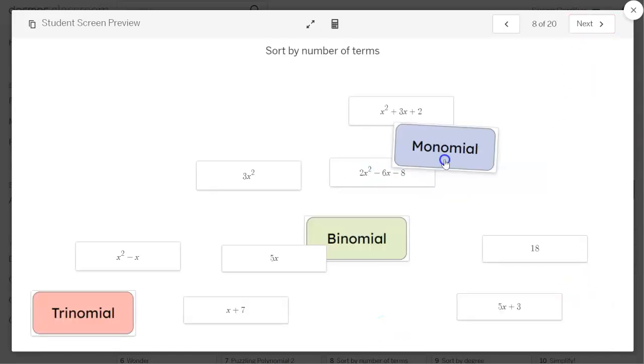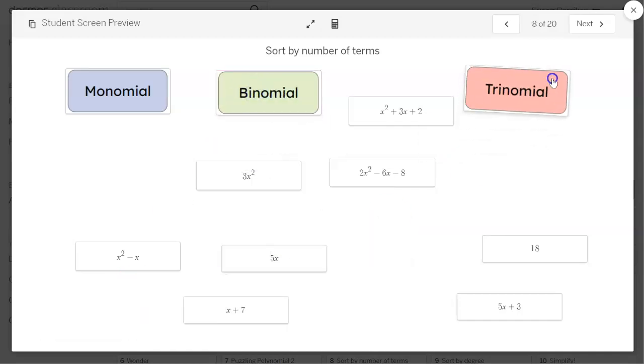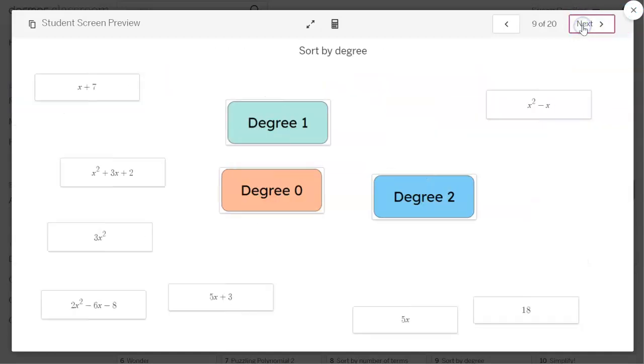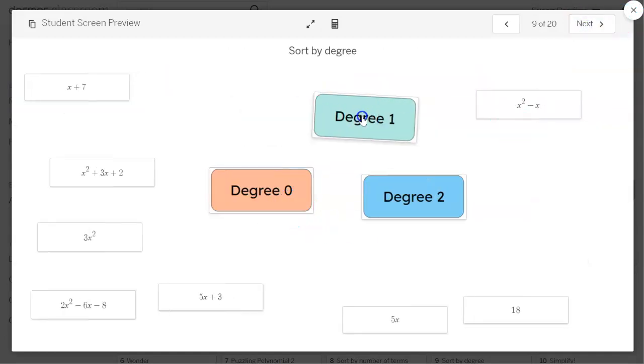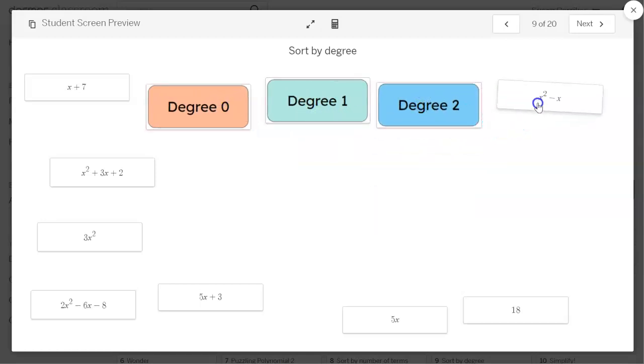In this screen, they're going to sort these by monomial, binomial, and trinomial. We have done one like this earlier in the course, so this is basically a refresher. On this one, they're sorting by degree 0, degree 1, and degree 2. Degree 0 is when there is no variable. It's only a constant. If they don't already know that, they probably will figure it out here because the only ones they could put here would be the degree 0.